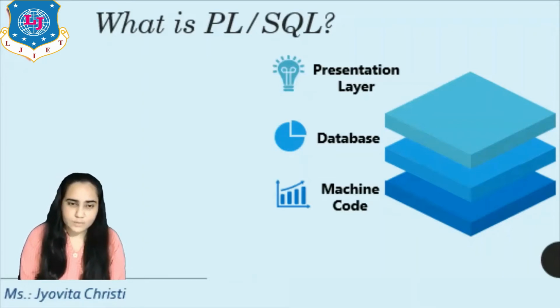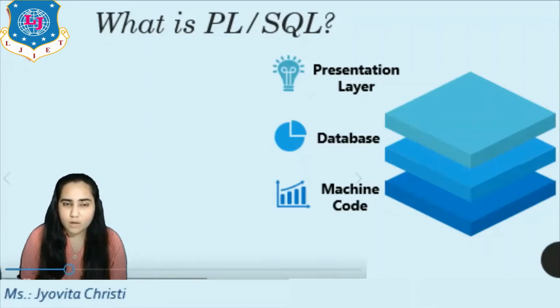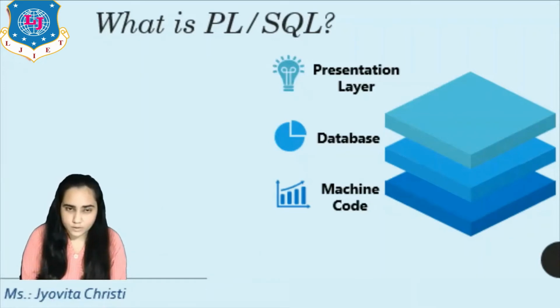So it's right between the top layer that shows you all the interaction with the website and the app, and the bottommost layer, which tells you how the machine code actually works and interacts with your hardware in order to make it work. And in between this, you have the database.